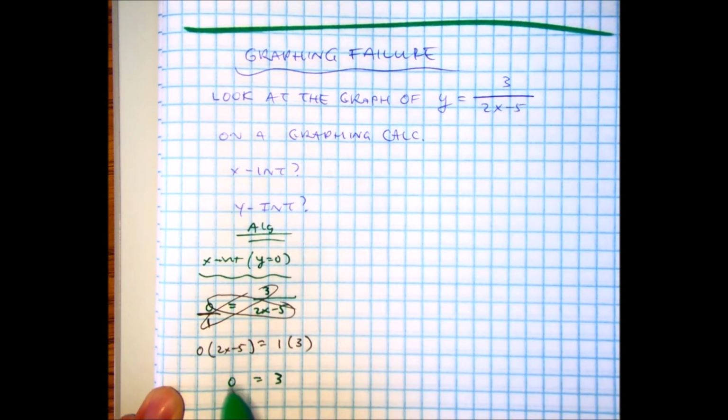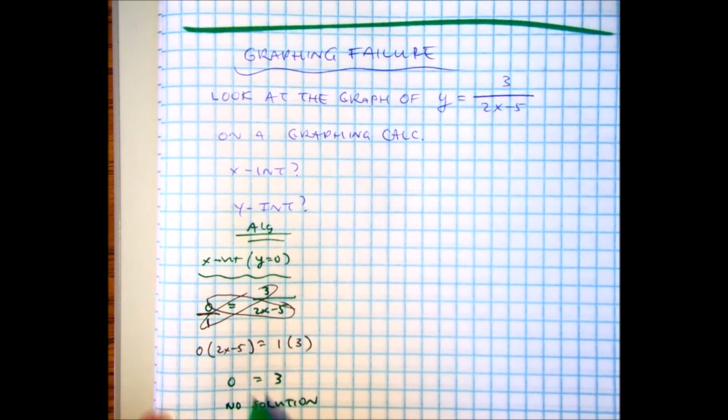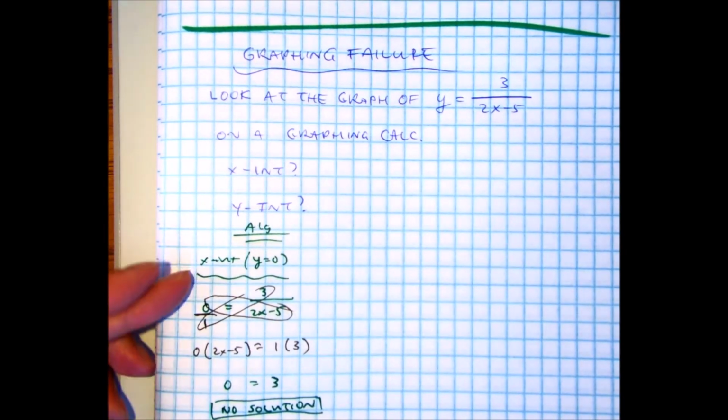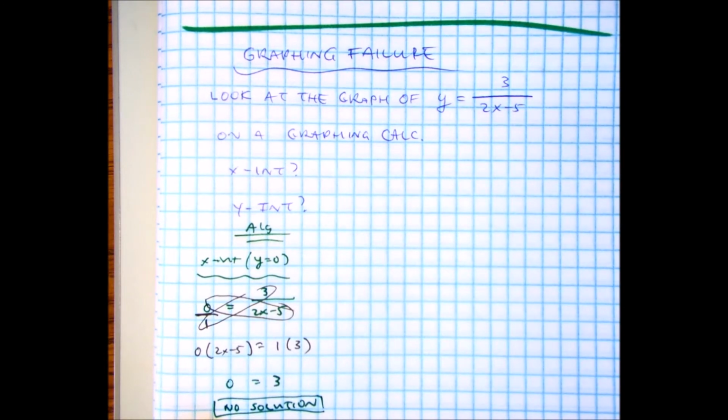Class, yes or no? Can 0 equal 3? No. We call this no solution. What's the answer, class? No solution. So is it going to cross the x-axis? The answer is? No.